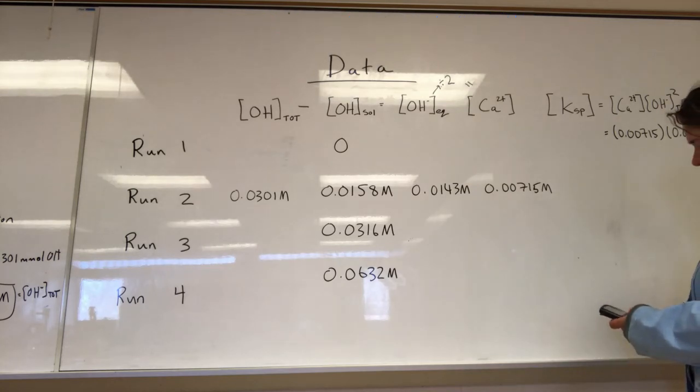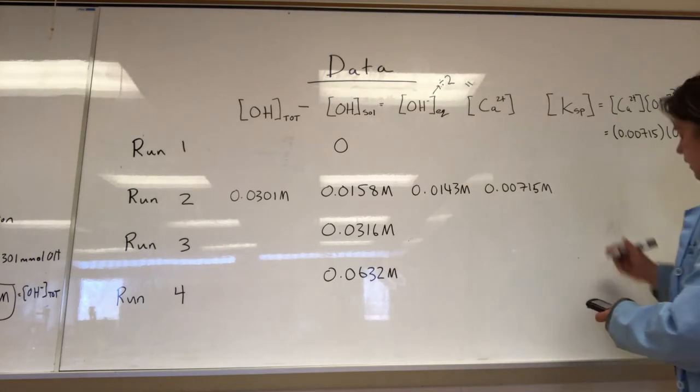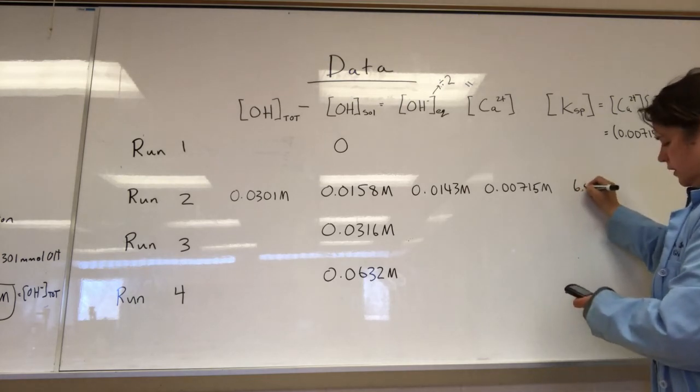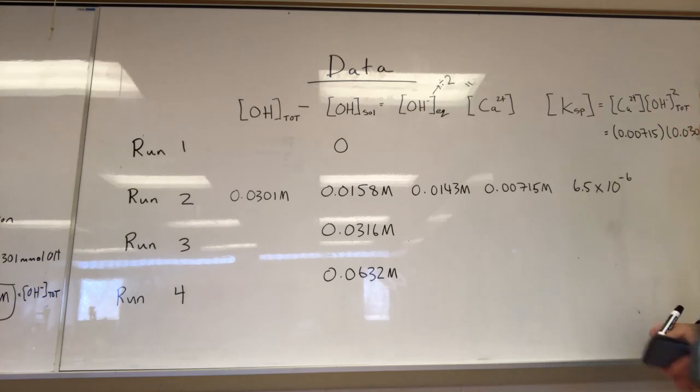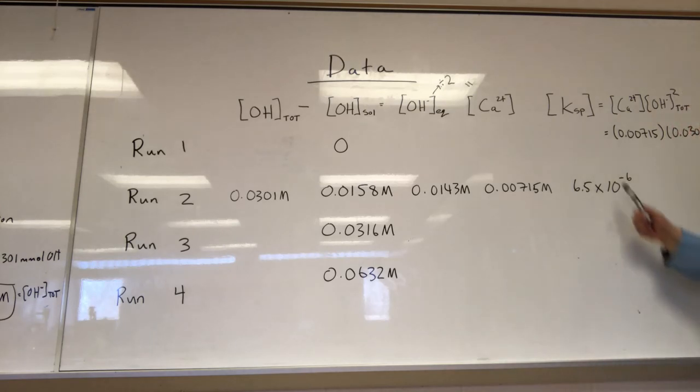6.5 times 10 to the minus 6. Now this is not meant to represent what you will see in terms of your data. Your numbers might not match that at all. I just threw some numbers out there as a trial to show you how to do the calculation itself.